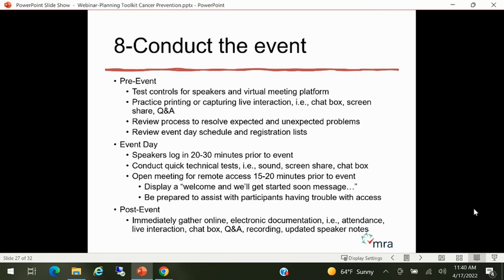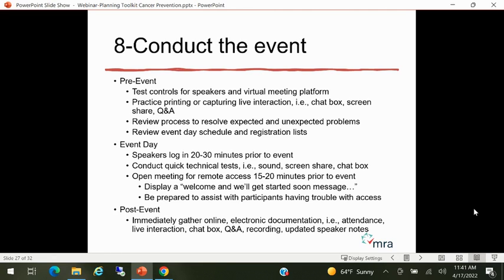Finally, you're going to be ready to conduct the event. And I've divided this into 3 phases: the pre-event, the event day, and the post-event. The timing of these may vary for your organization, but prior to the event, at least a day or two before, I would test the controls. Get your presentation team together, test the controls, the online virtual controls for speakers in the virtual meeting platform.